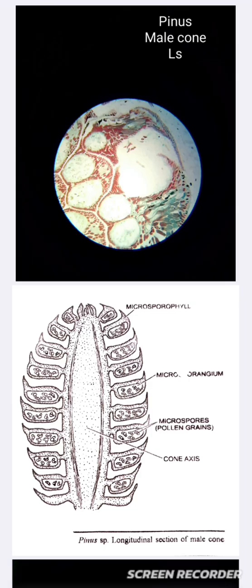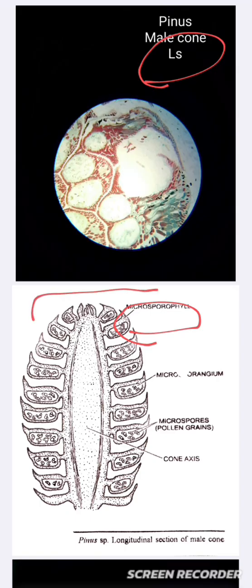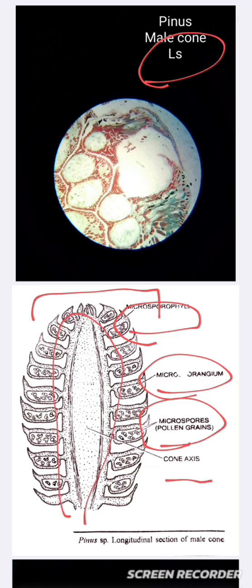If we see the longitudinal section of the male cone of Pinus, the male cone is small and pale brown in color. It has many microsporophylls which are spirally arranged, and the microsporophylls bear the microsporangia, in which the motile winged microspores, or we can say pollen grains, are present. There is also a cone axis in them.